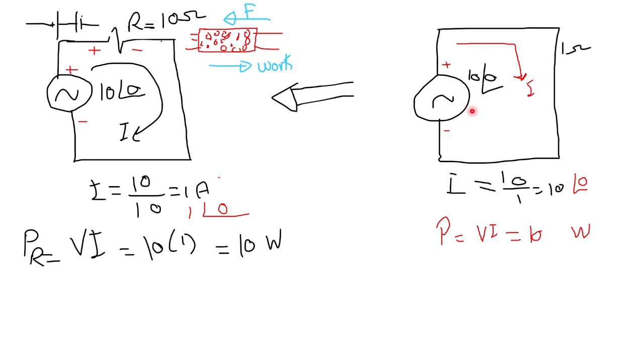Assuming an AC voltage source with a phasor value of 10 volts and 0 degrees. We'll assume for simplicity that it's positive here and negative here, and that there is no other element in the circuit. It's a straight wire.